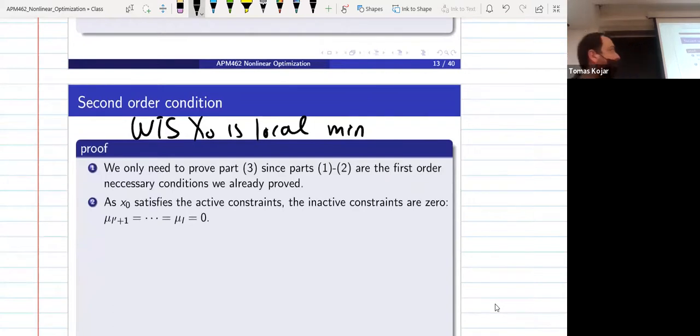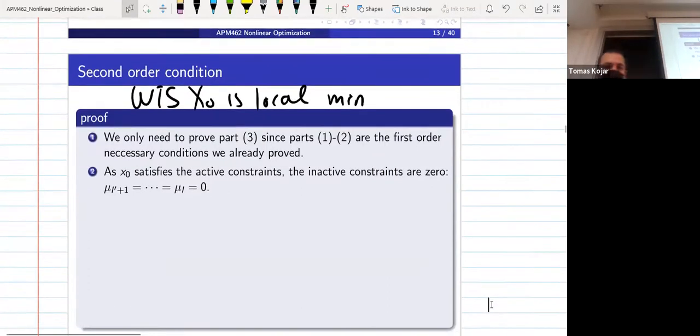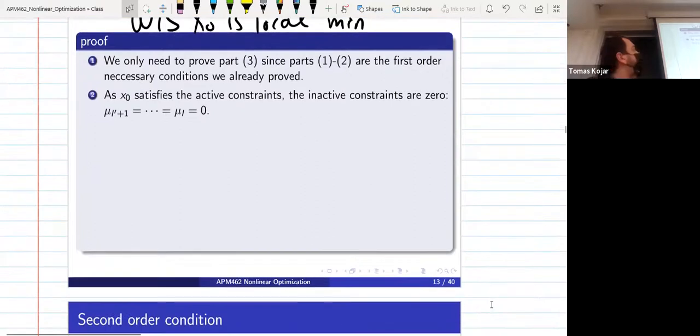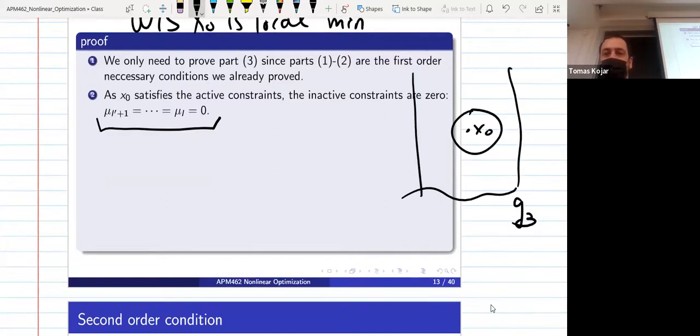Given positive definite. Good. x naught satisfies the active constraints. As usual, that's what I keep saying: if they're inactive, you can ignore them because, in a sense, you are an interior point with respect to them. So this is the G3 region, negative, and this is the G2 region, negative.